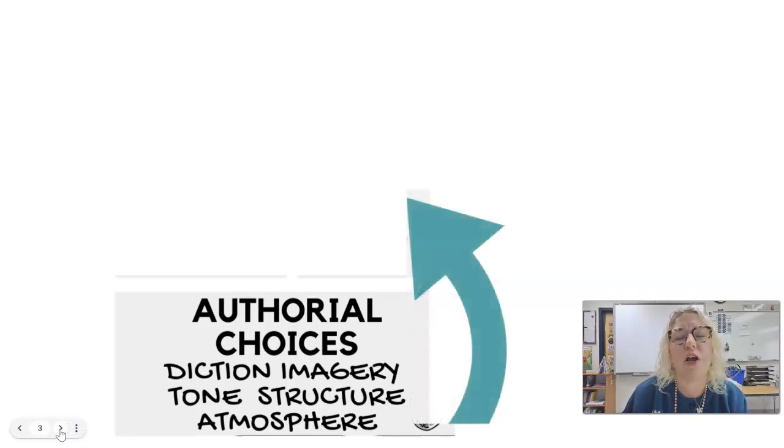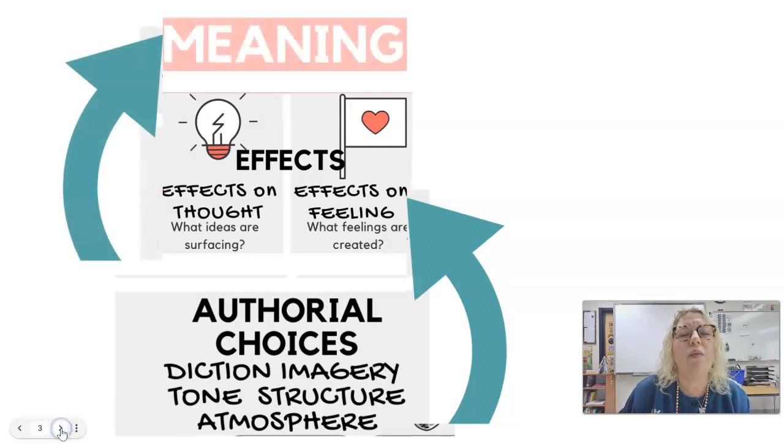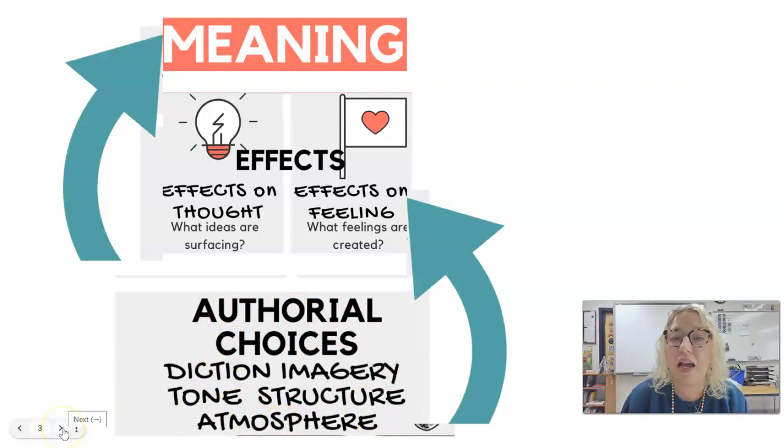Then we move from looking at these authorial choices to evaluating them by looking at their effects. So we ask the question, after we find interesting authorial choices, what are the effects on thought? What ideas are surfacing? What are the effects on feeling? What feelings are created for the audience? And then finally, we get to meaning. And we have to start here with these building blocks in order to get to any kind of meaning when it comes to literary analysis.